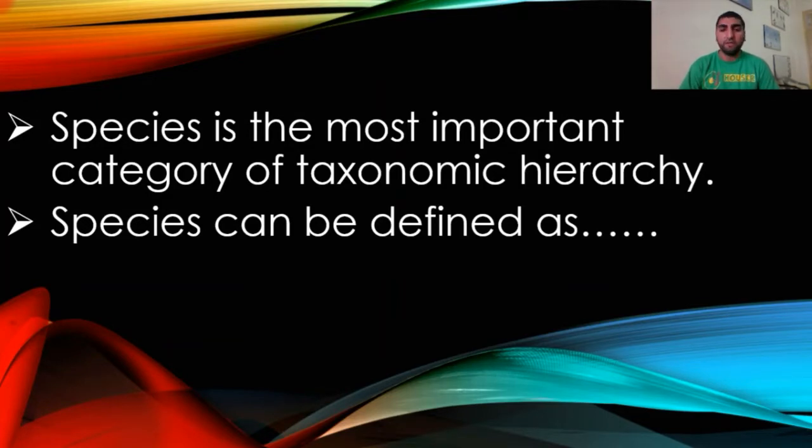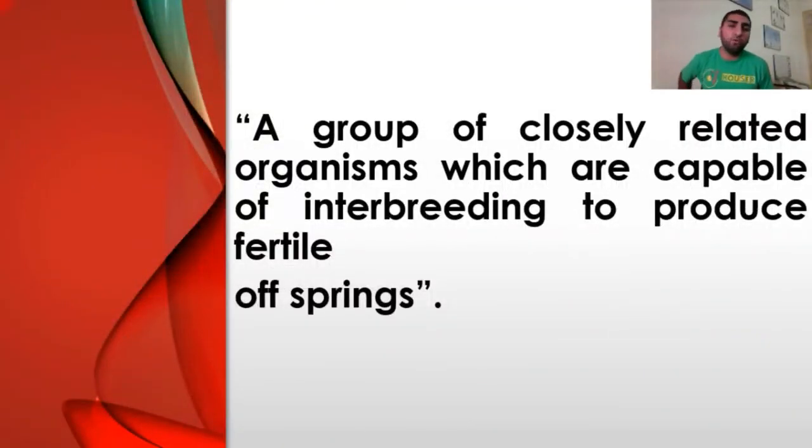So species can be defined like normally how we define species. Normally we define species as a group of closely related interbreeding populations to produce fertile offsprings. Now, it's very clear, species is actually those groups or those populations which interbreed freely and they produce fertile offsprings. So such categories or such populations are known as species, or such organisms are known as species.